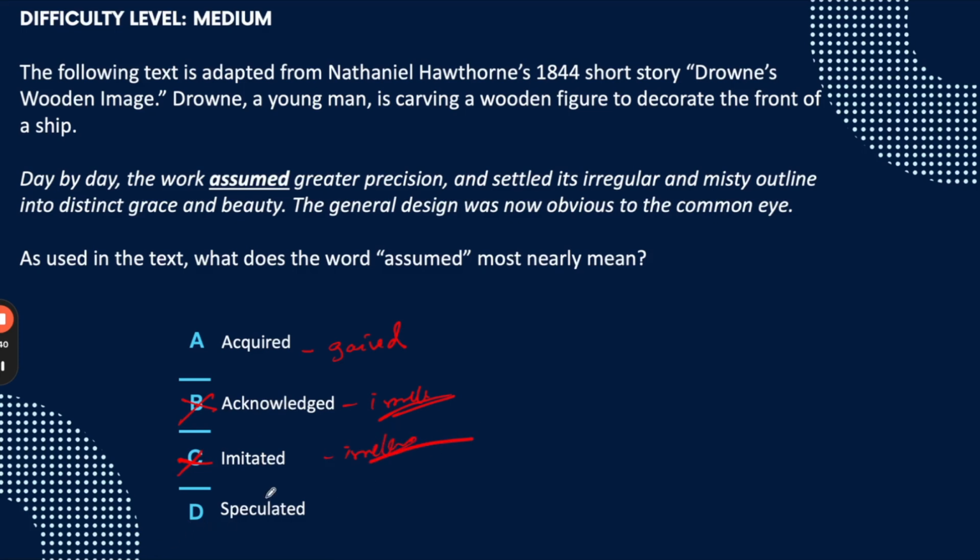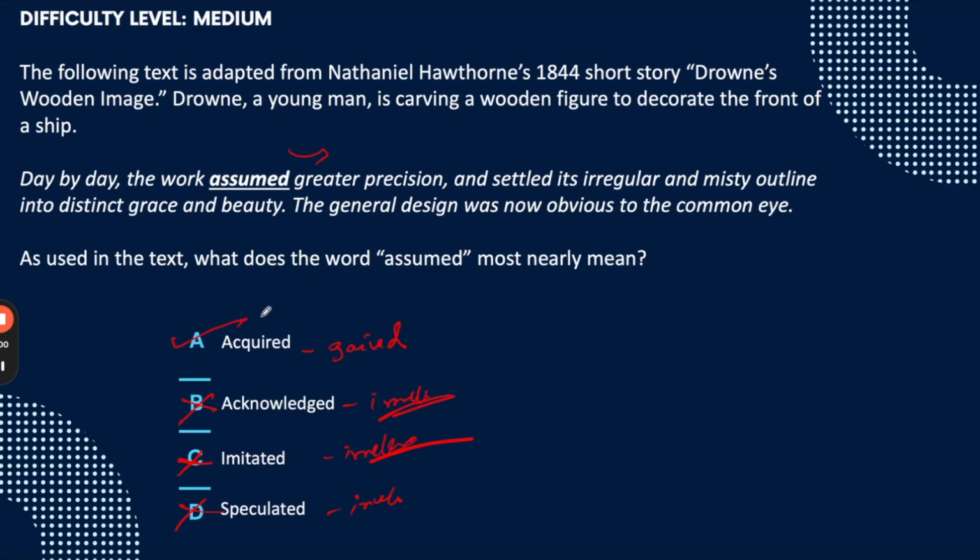Now D says speculated. This means guessed, right? Something to do with guessing or theorizing. This has nothing to do with how the carving took shape and gained clarity again, right? It's not about how it was happening gradually, right? So there was no guessing or anything to do with this. Again, this is irrelevant. A is the correct option.